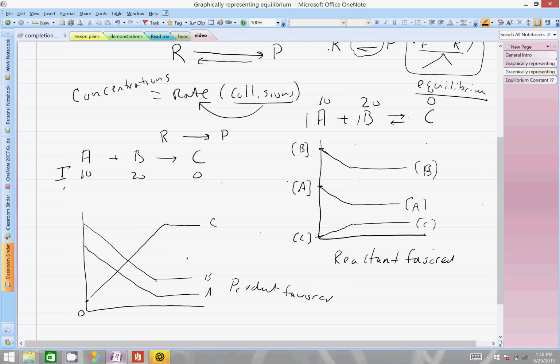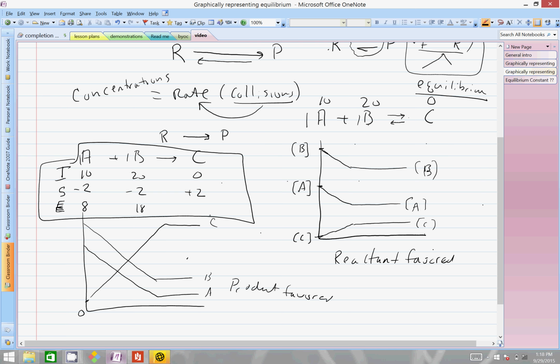The ice table is specifically designed, we use this in stoichiometry, but really it's specifically designed for equilibrium. In this case, let's just say I lose, let's lose 2 of these guys 1 to 1. I would also lose 2 of these guys, and I would gain 2 of these guys. And in the end, or we call it equilibrium, I would have 8, I would have 18, and I would have 2. So at that point, this is my equilibrium mixture. Obviously, I have more reactant than I do product, so I am what we call reactant favored.